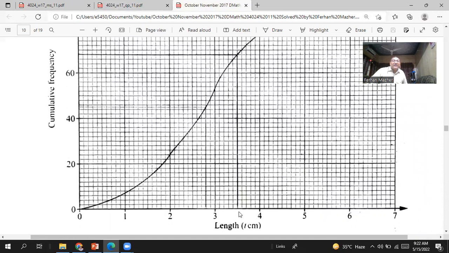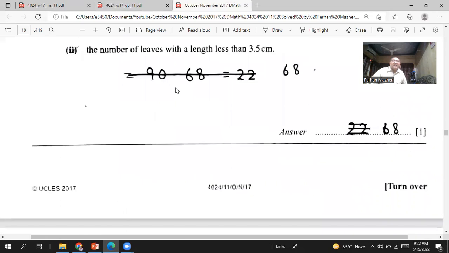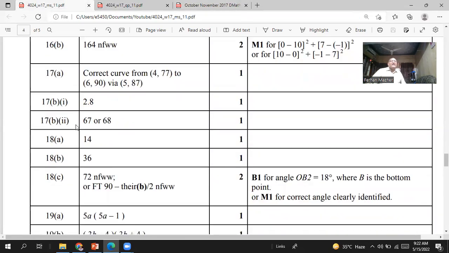Okay, then their question is the number of leaves with length less than 3.5. So this is 3.5 length, and from here go to the graph and check what the value is here. I think that's 68. Let's check the answers. Question number 17: 4, 77 and 6, 90 via 5, 87, 2.8 and 67 or 68. So our answers are right.